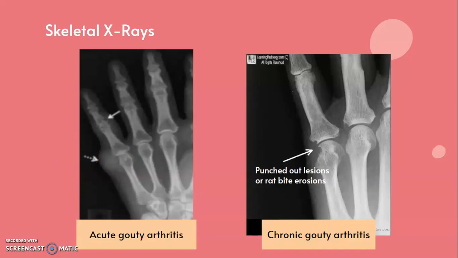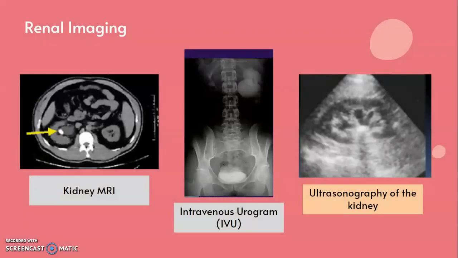Alright, let's move on to the renal imaging. So the renal imaging can also be done in patients to diagnose gout because the kidney excretes uric acid. So if there is excess uric acid, it can actually affect the kidney and may deposit as kidney stones. So renal imaging can be done, and there are a few types of renal imaging.